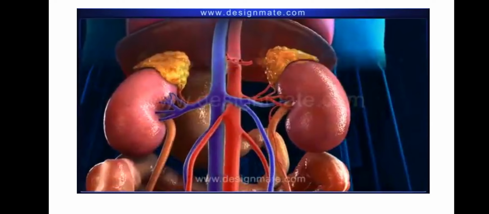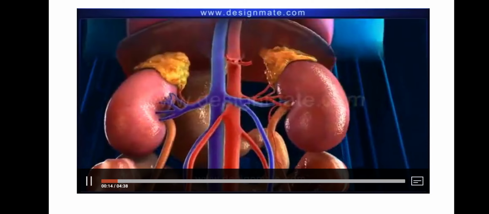And then down here you have this part, which is the ureter. The pelvis collects all the urine, and then it enters the ureter, and the ureter connects to the bladder.